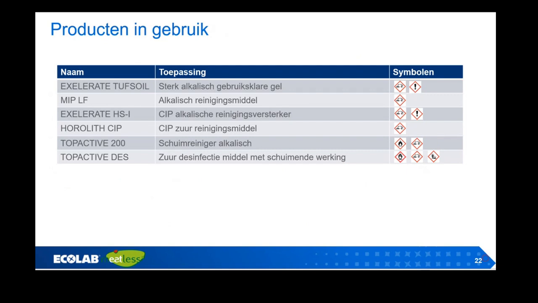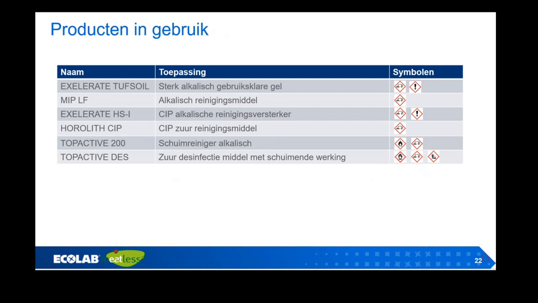These are the products you use here in Ranides. The Accelerated Turf Soil. You did use it. You had the incident, I think, with the thermic oil. It's a very strong alkaline gel. Then you have the MIP-LF, the alkaline cleaning product, and you use it in the SIP, but also in the mixing tanks, to circulate.